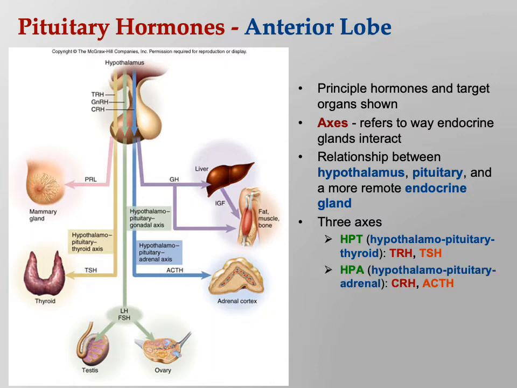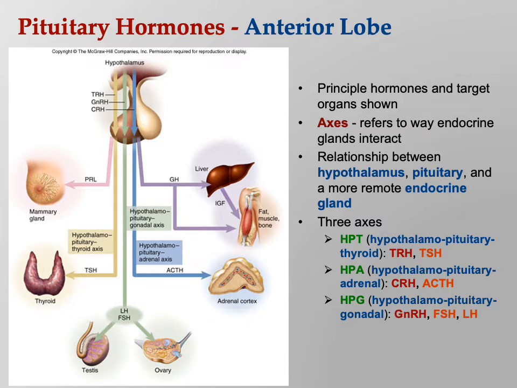The HPA axis, the hypothalamo-pituitary-adrenal axis. CRH, corticotropin releasing hormone from the hypothalamus, tells the anterior pituitary to release ACTH, adrenocorticotropic hormone. And where is that going to go? Going to go to the adrenal cortex and cause the release of salt, sugar, sex: aldosterone, cortisol, and the precursors of estrogen and testosterone.